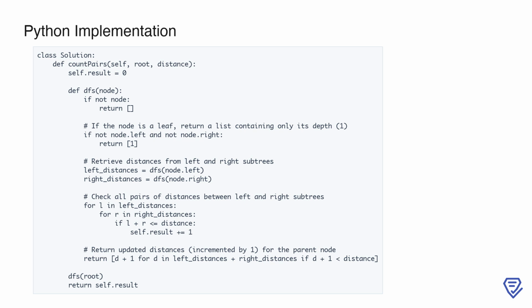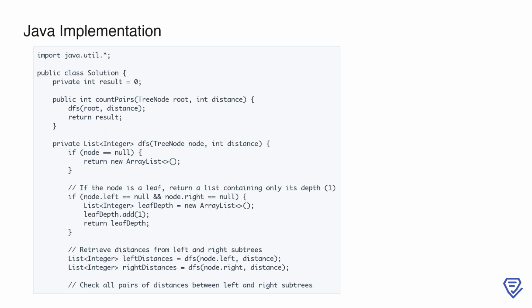Here, we begin our Java implementation by defining a solution class that contains the core logic to count the number of good leaf node pairs. We declare a private integer variable named result to keep track of the count. The main method, countPairs, accepts the root of the binary tree and the maximum allowable distance between leaf nodes. Inside this method, we call a helper function, DFS, which performs a depth-first search on the tree, and finally, we return the result. Now, the DFS method is where most of the logic resides.